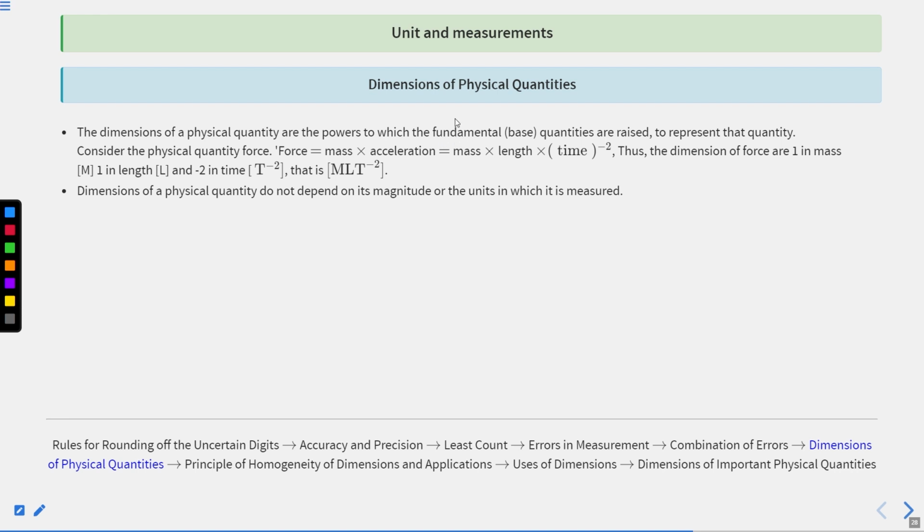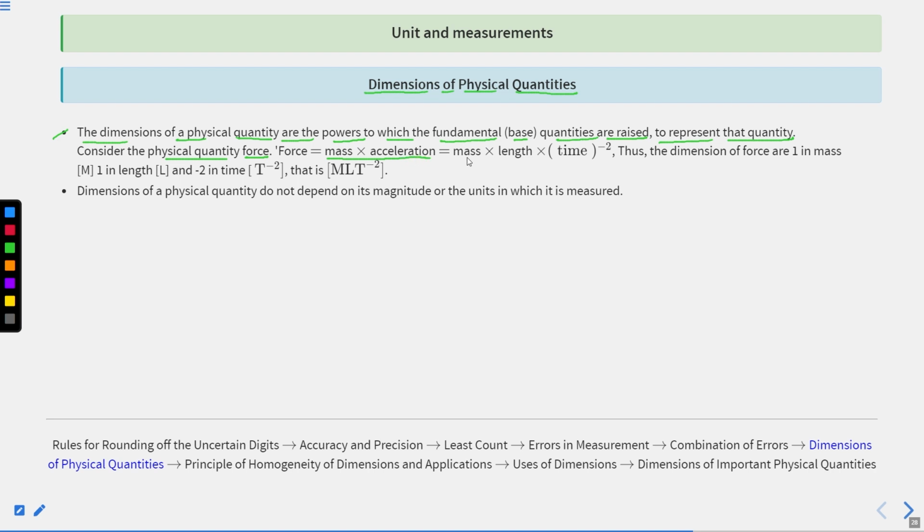Next is dimensions of physical quantities. The dimensions of a physical quantity are the powers to which the fundamental or base quantities are raised to represent that quantity. Consider the physical quantity force. Force equals mass into acceleration. Clear?